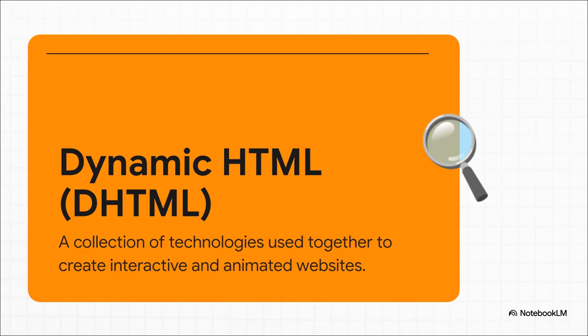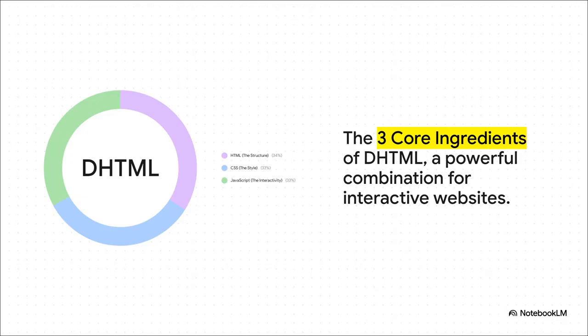Now, the really important thing to get here is that DHTML isn't one single programming language. It's more like a toolkit, a collection of technologies all working in concert. Microsoft first introduced this idea way back in 1997 with Internet Explorer 4, and the goal was simple: make websites less static and way more, well, dynamic. So what's actually in this DHTML toolkit? It really boils down to 3 core ingredients.